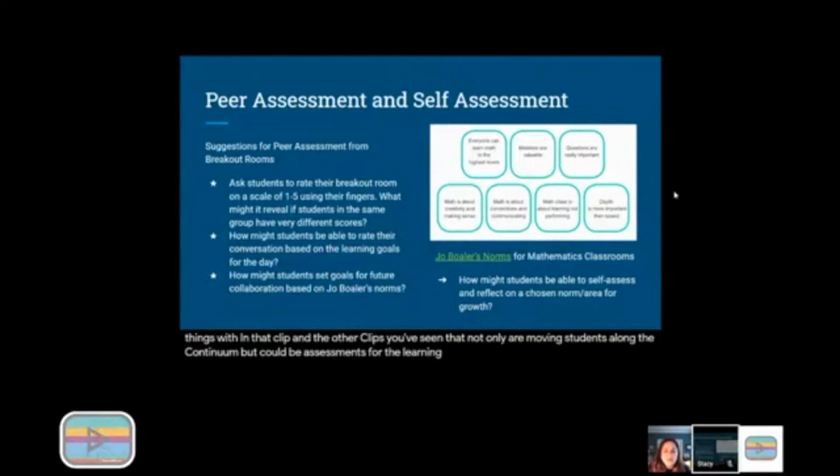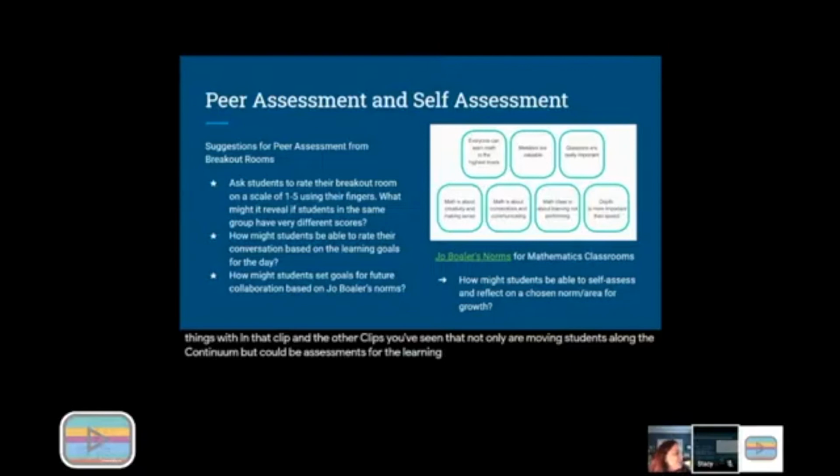So how might we be able to use these conversations to formatively assess our students and also for students to assess themselves? Consider these suggestions for peer assessment in breakout rooms. When kids come back from their breakout rooms, if they have their cameras on, have them do a quick rating from 1 to 5 using their fingers to rate their breakout room conversation. What might it reveal if students in the same group have very different scores or very different experiences of that breakout room? There might be some implications for community or for content.